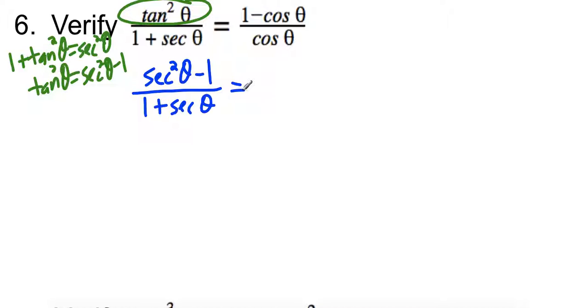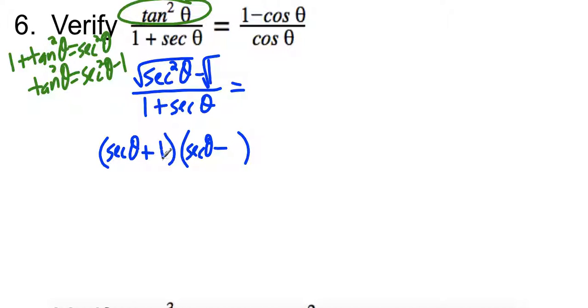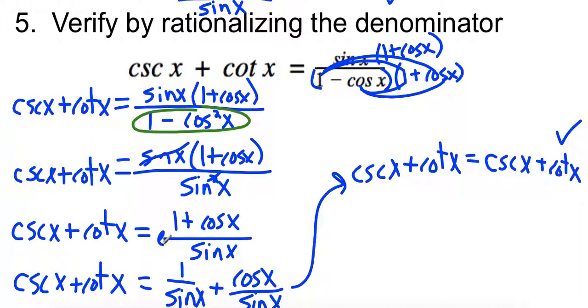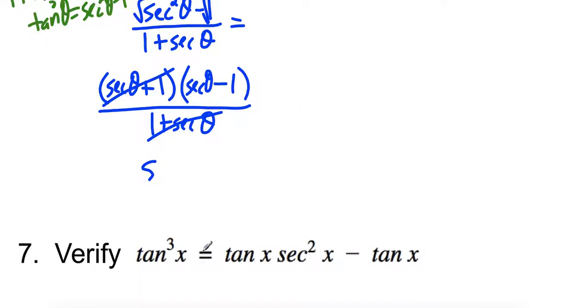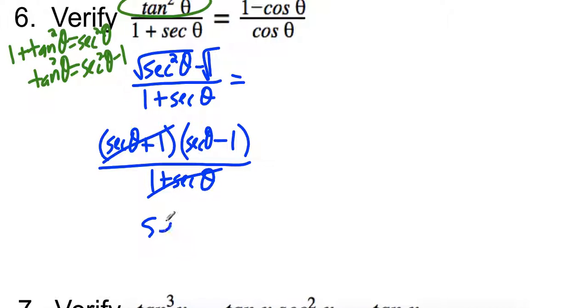Now let's see. On this, that's a secant squared and a minus 1. Oh, that's a difference of squares in the numerator, so we can factor the numerator. Difference of squares, so the square root of this is going to be secant theta, and the square root of 1 is 1. And then secant theta plus 1 and 1 plus secant theta, those are the same thing. Those can cancel each other out. So I just have secant theta minus 1 on the left side.